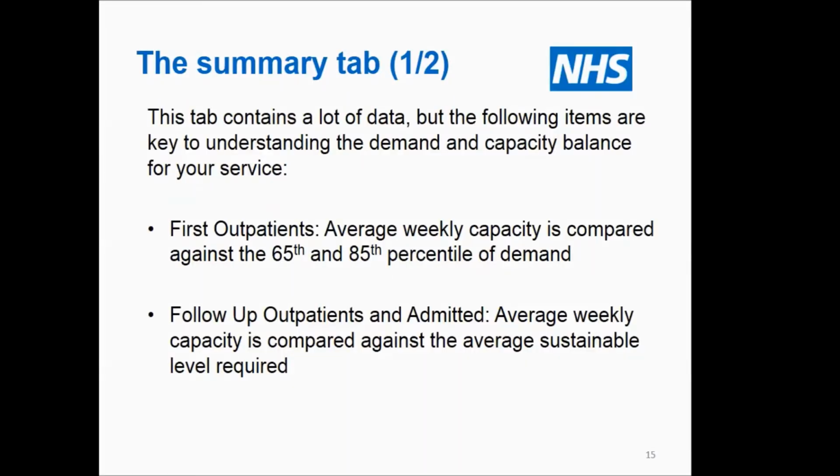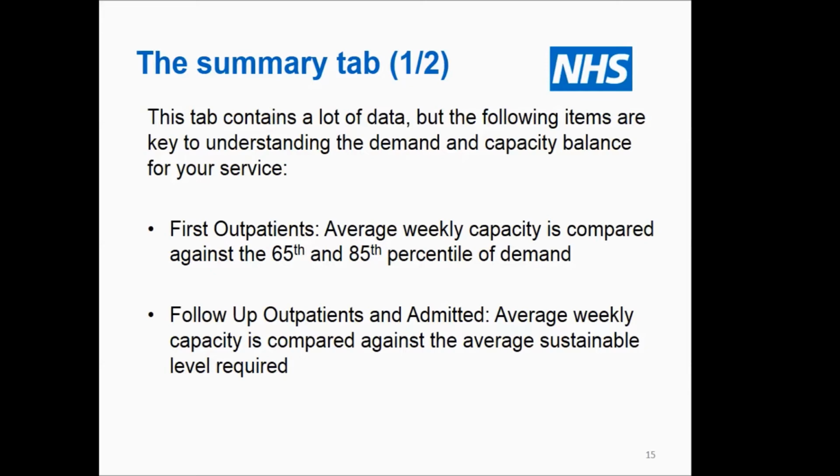So in summary, the Summary tab does exactly that. It summarises your information. There is a lot of information contained on this tab. However, only a few of these cells are required to gain an idea of the demand and capacity balance of your service. To determine if there is sufficient capacity to deal with what is coming through the door, for first outpatients, average weekly capacity is compared against the 65th and 85th percentile of demand.